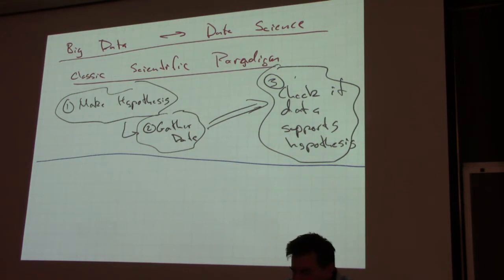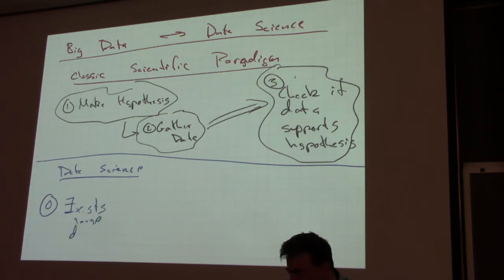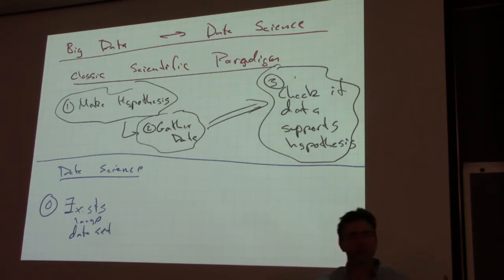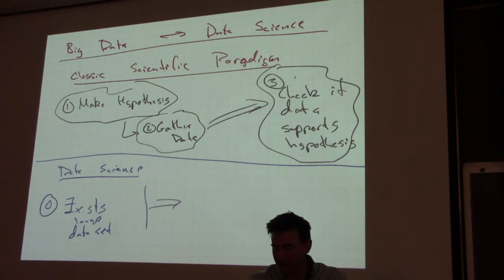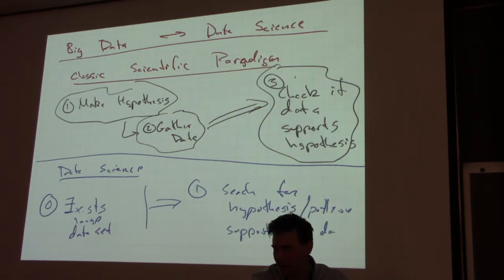But data science operates on a different view here, where you start at step 0. There exists some large data set, and this starts before you do anything. Then step 1, which is the only step, is you search for some sort of interesting hypothesis or pattern which is supported by the data. Okay?